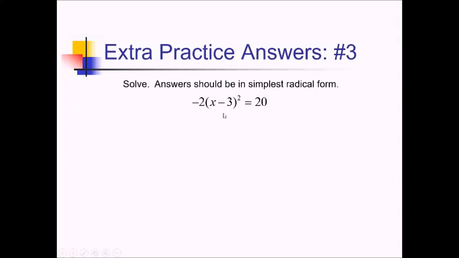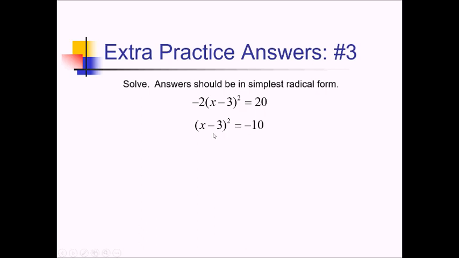On this problem, I'm trying to solve for x. Now, since I have essentially a squared term and a constant, I can solve this one by square rooting, but first I have to isolate that squared term. All I have to do to isolate it, though, is divide both sides by negative 2. If I do that, I have x minus 3 squared equaling negative 10. And at this point, I can go ahead and square root both sides.